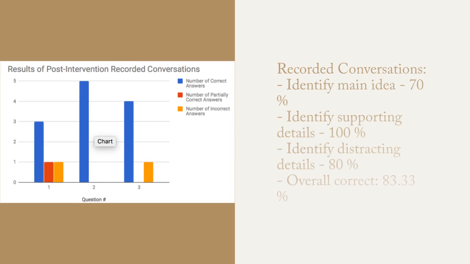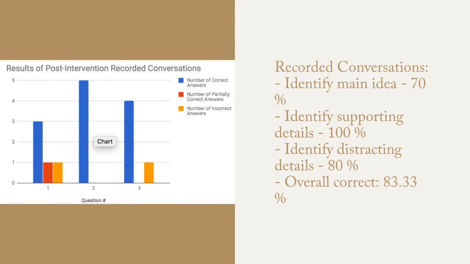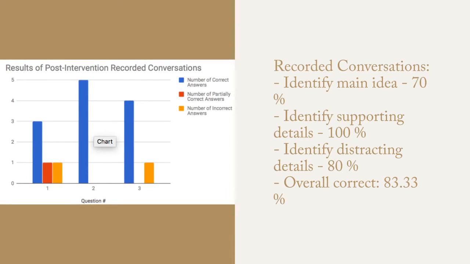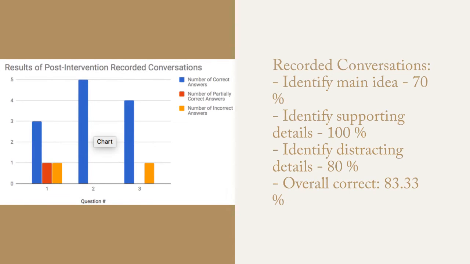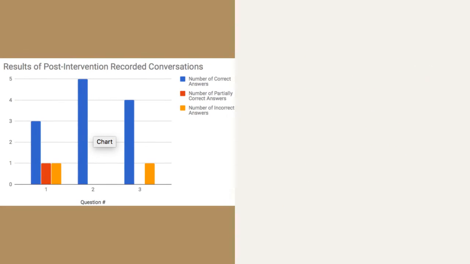An analysis of the post-intervention recorded conversations revealed that 3 groups were able to correctly identify the main idea of the story, 1 was able to identify it partially correctly, and 1 group was unable to identify the main idea. The question showed a 5% decrease from the baseline scores. All 5 groups were able to identify supporting details correctly, a 12.5% increase from the baseline data. Finally, 4 groups were able to identify the distracting details correctly, and 1 identified it partially correctly. This was a 17.5% increase from the baseline data.